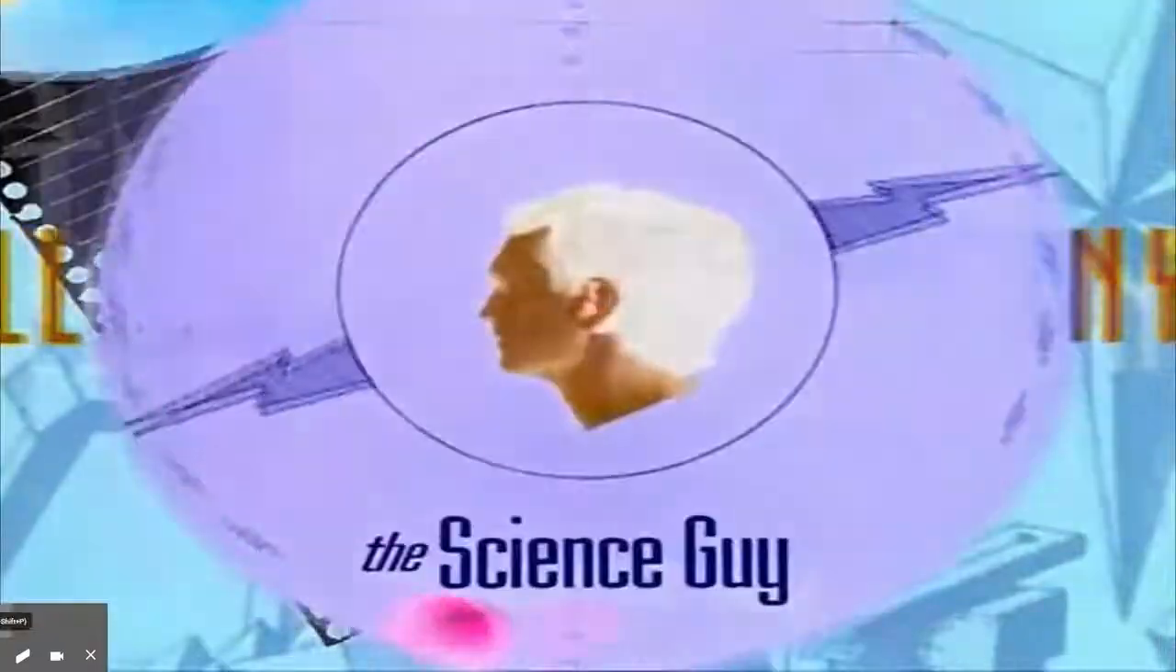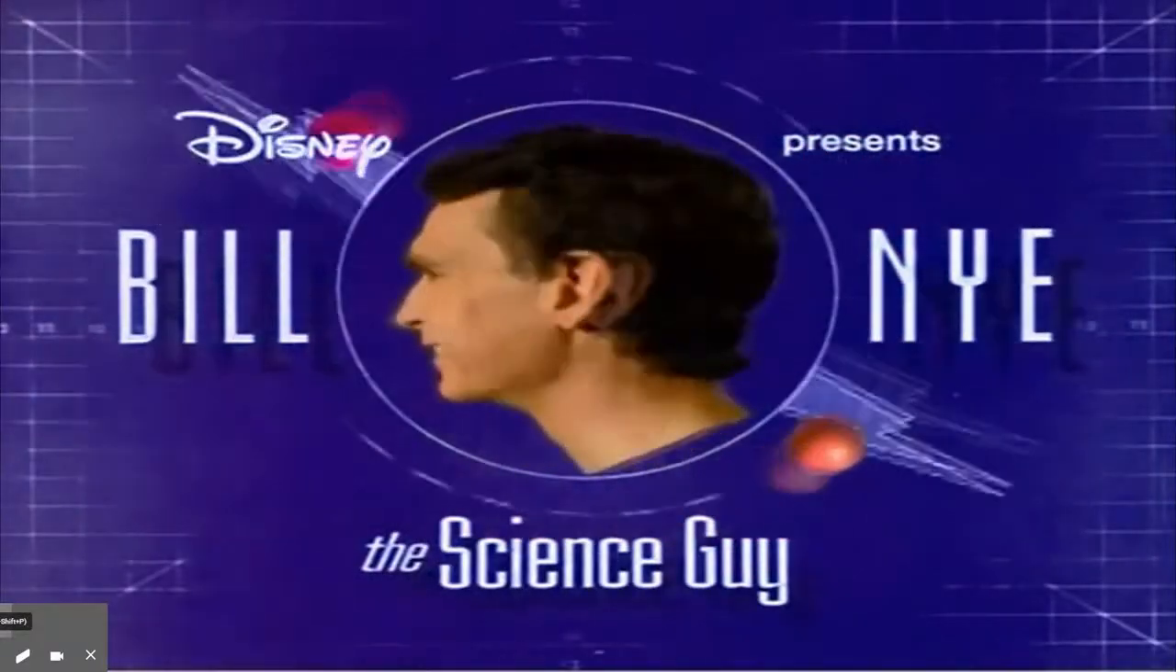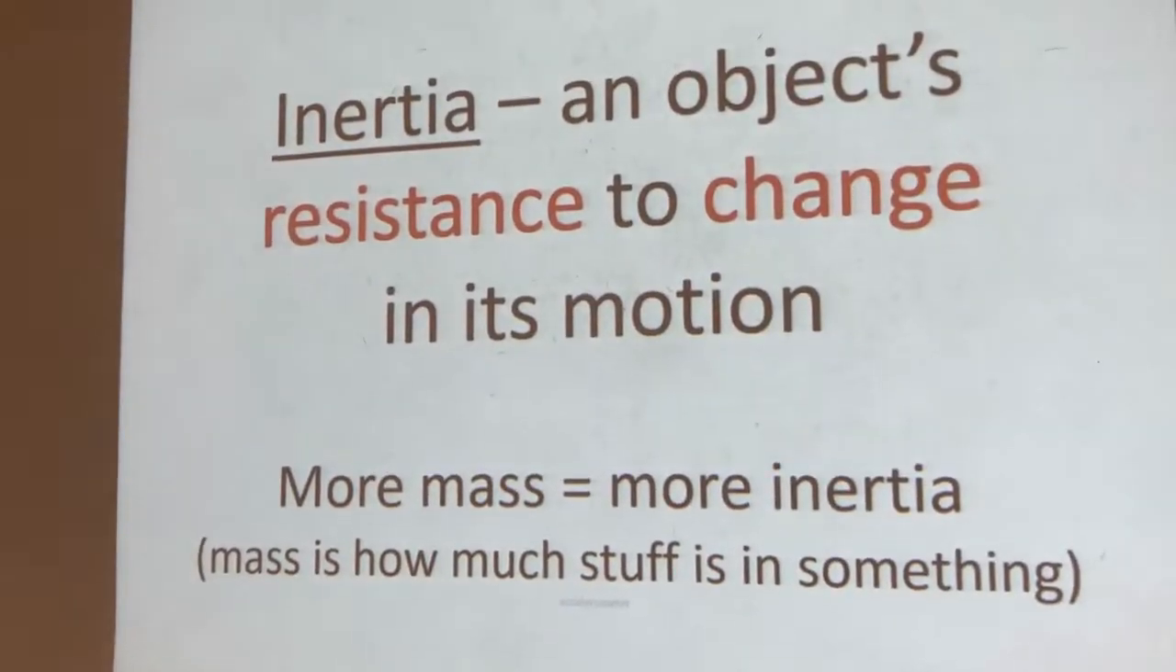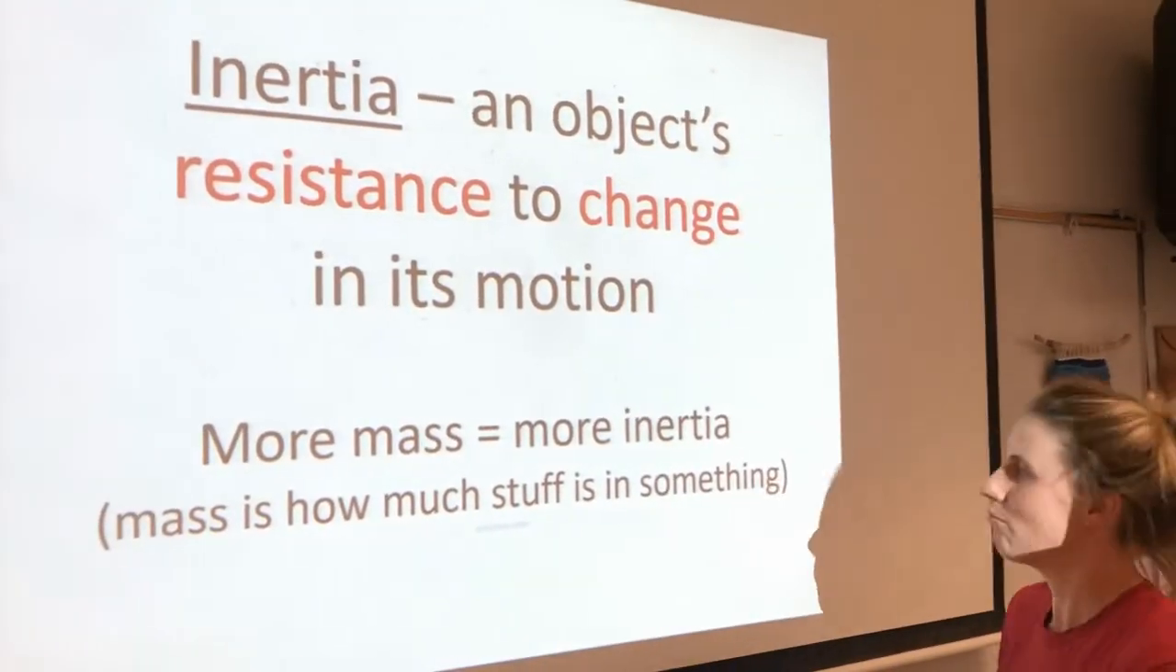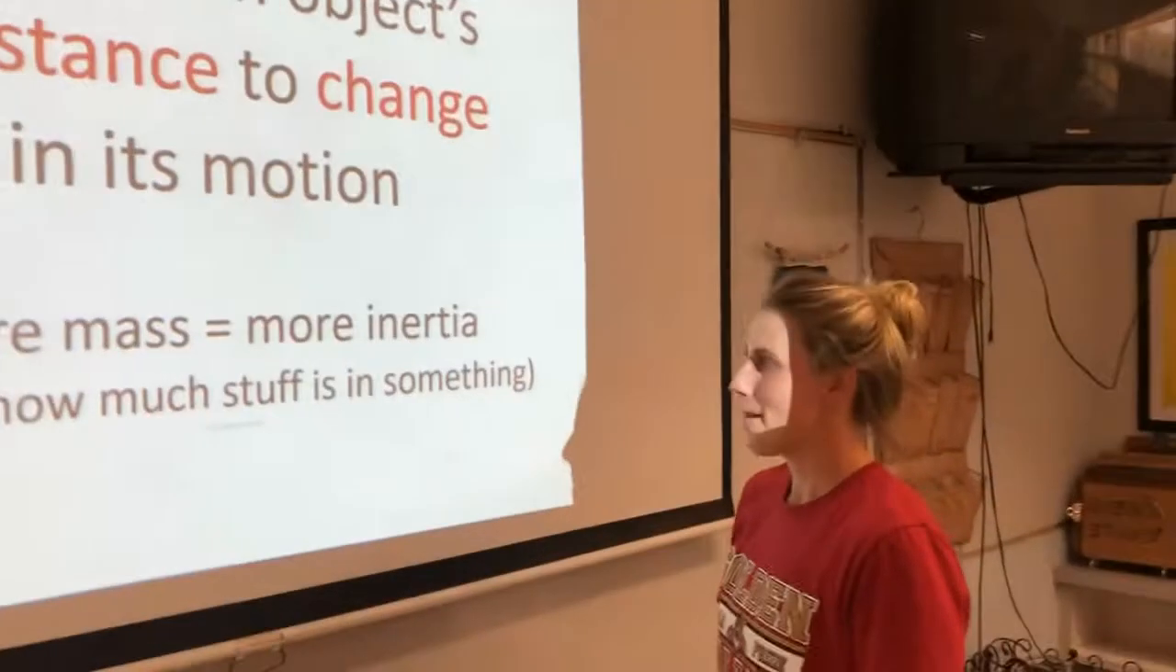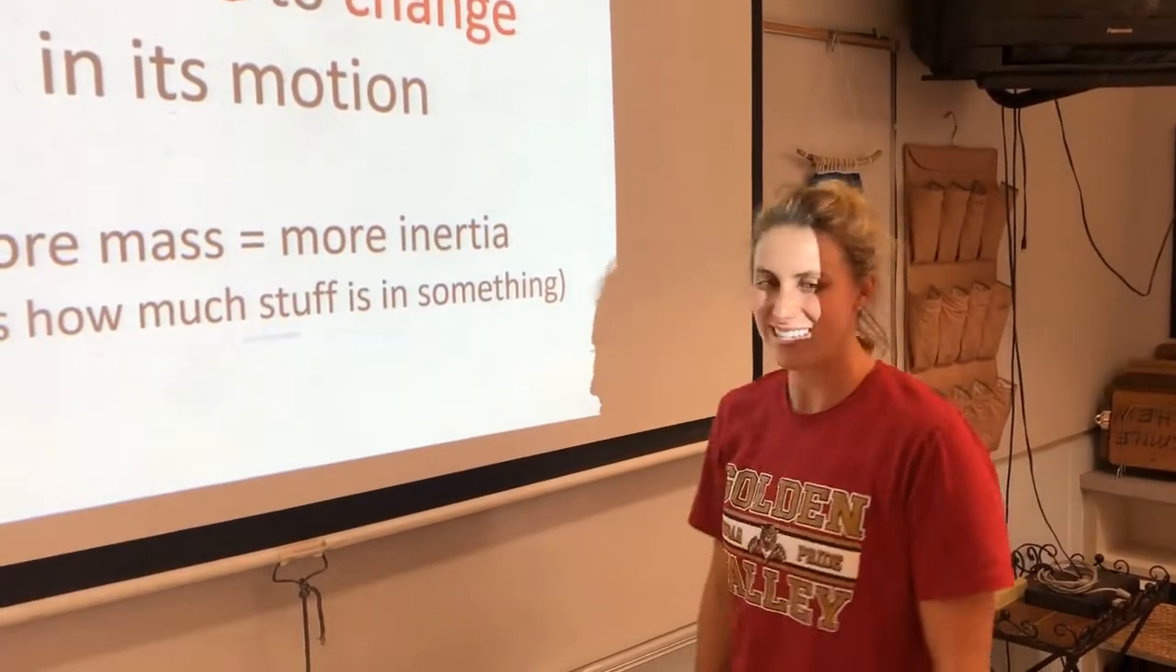T minus 7 seconds. So inertia is an object's resistance to change in its motion. More mass is more inertia. Mass is how much stuff is in something.